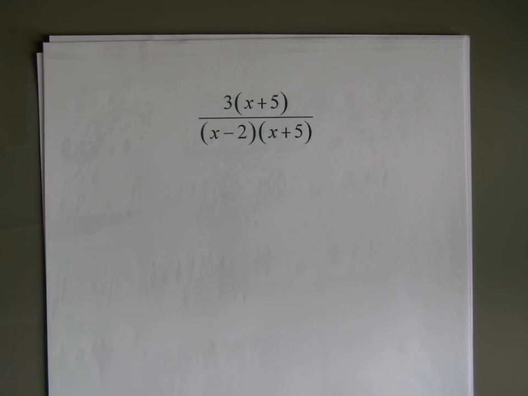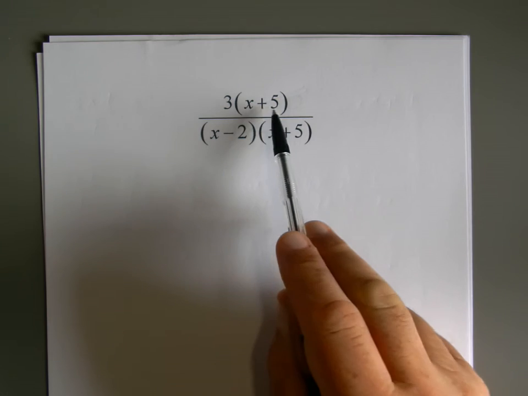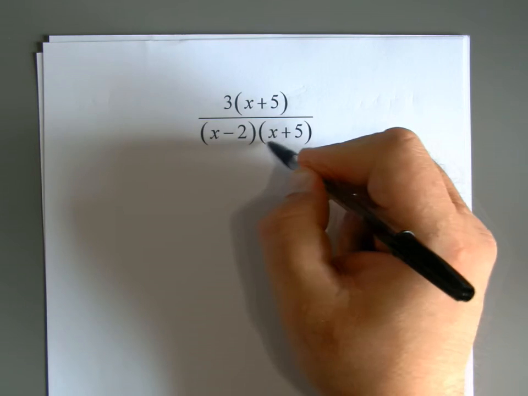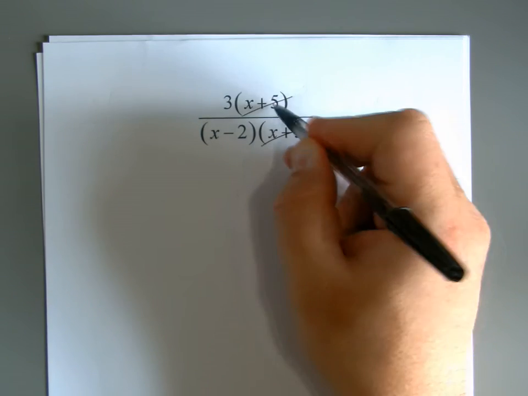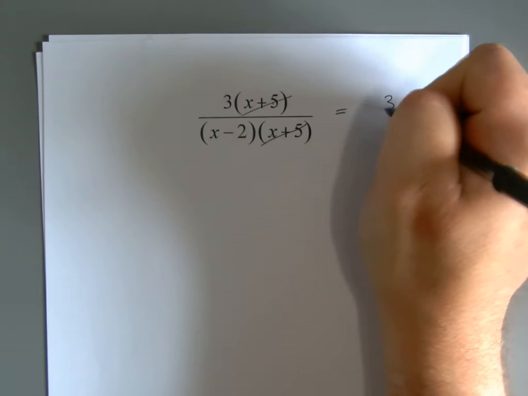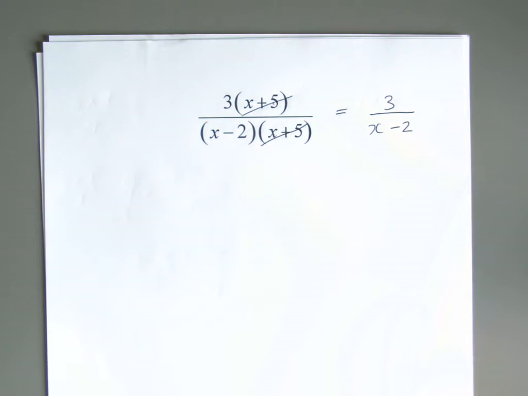Again, with the second one here, don't be put off by that number. The fact is, we've got a common bracket of x plus 5 on top and bottom, so they'll cancel each other out, because x plus 5 divided by x plus 5 is 1, and we end up with 3 on the top, x minus 2 on the bottom.